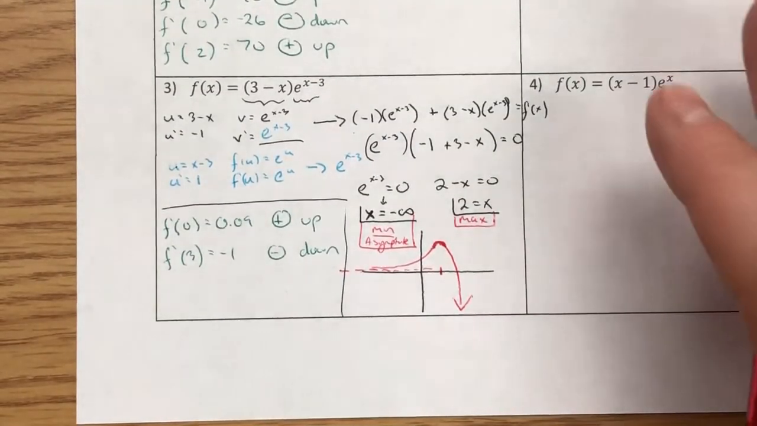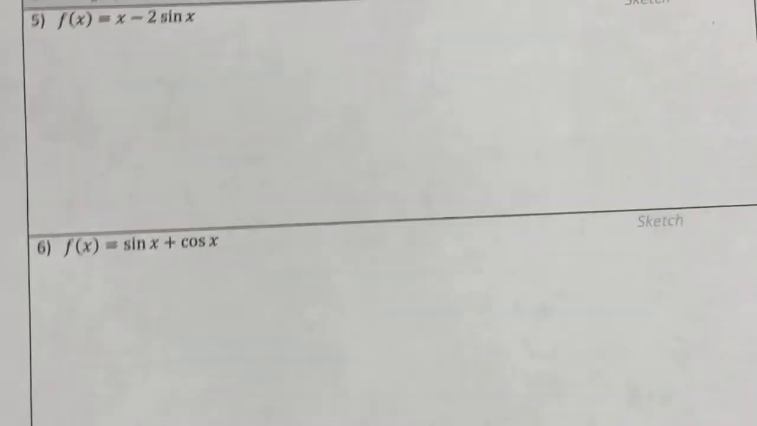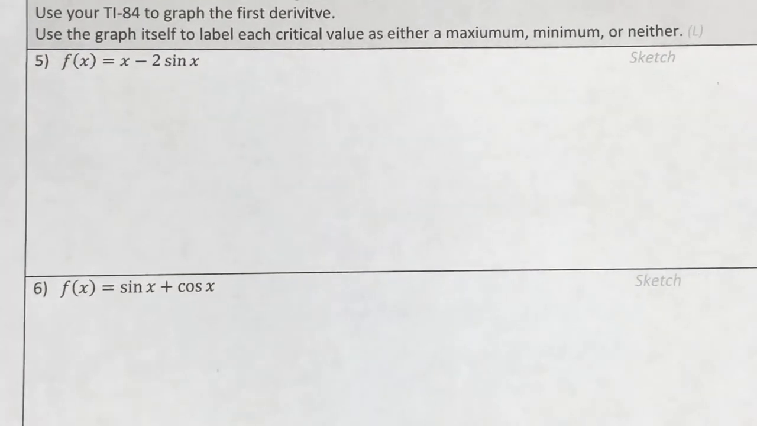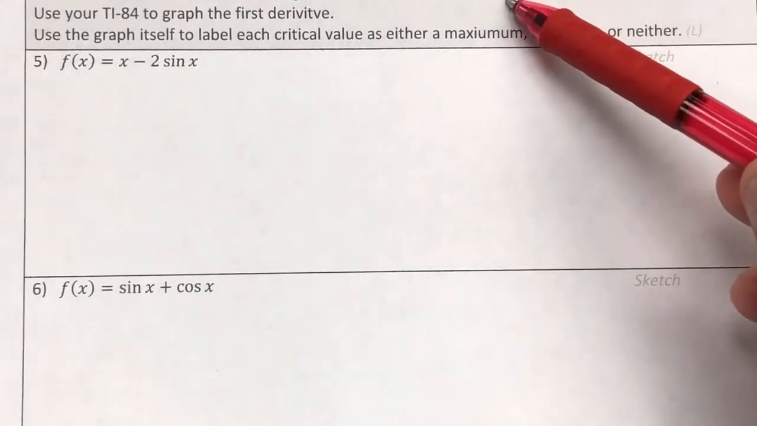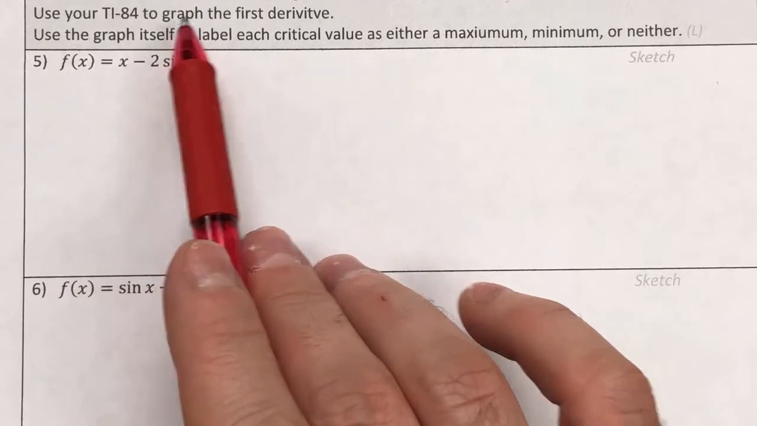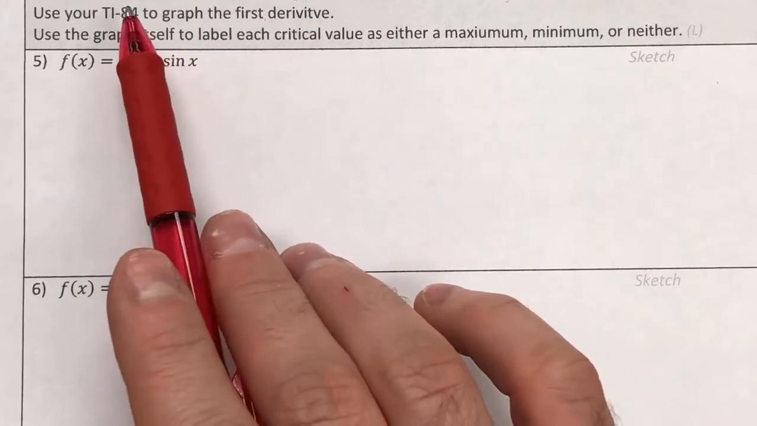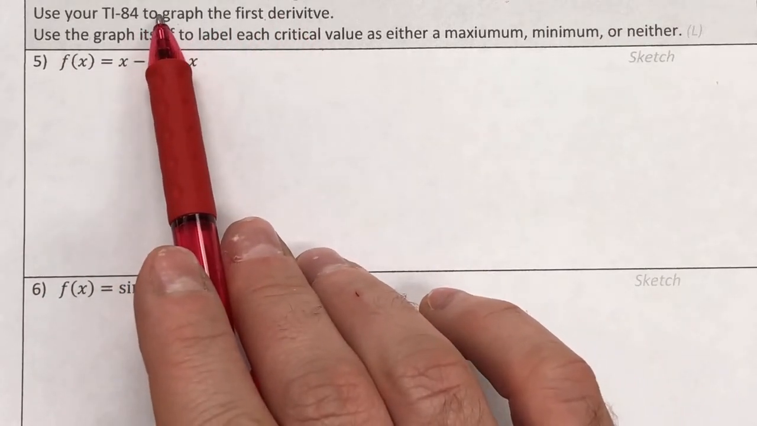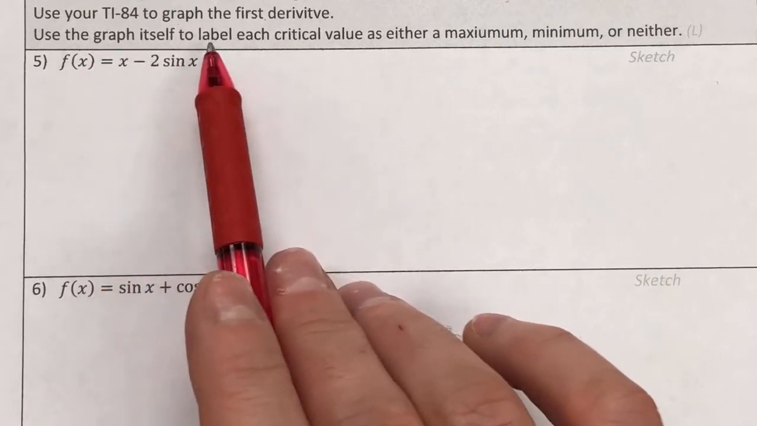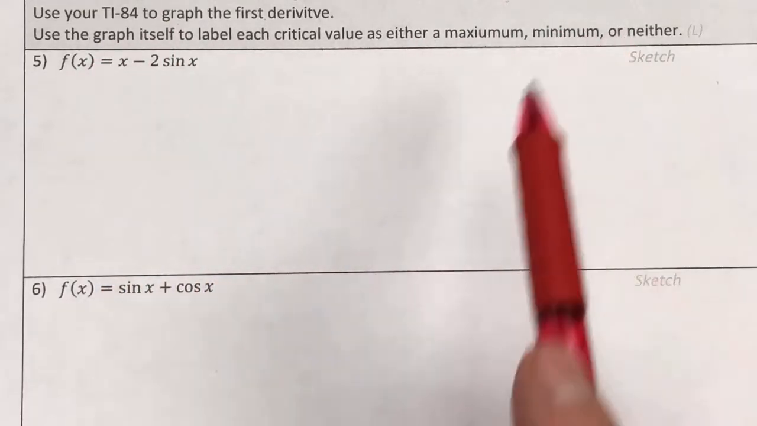So now this brings us to an extension of that same idea to this back half. We're going to find all critical values of the function along the interval from 0 to 2 pi. We're going to use our TI-84 to graph the first derivative. And looking at the graph, we're going to label those points as either maximums, minimums, or neither.